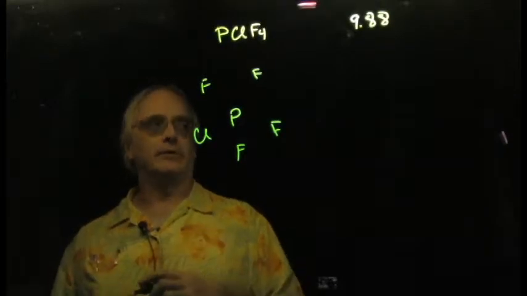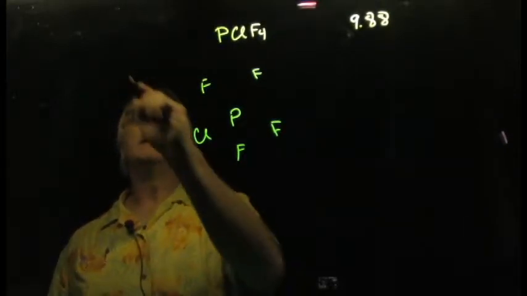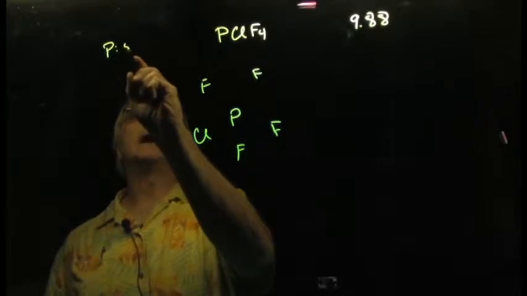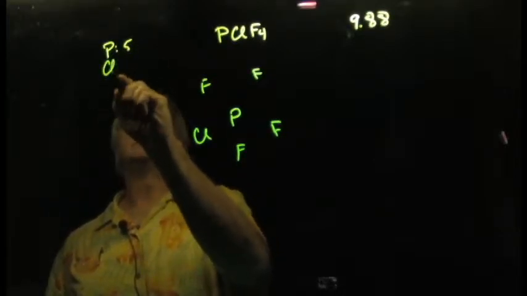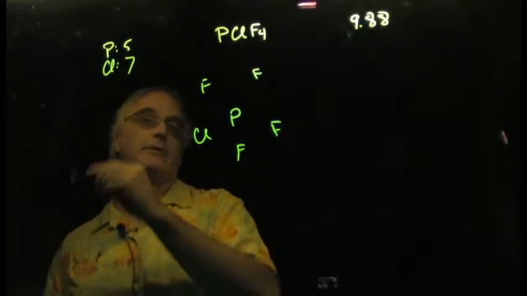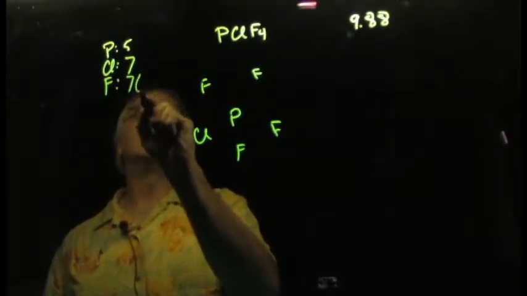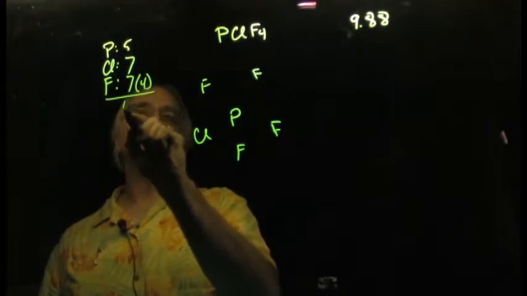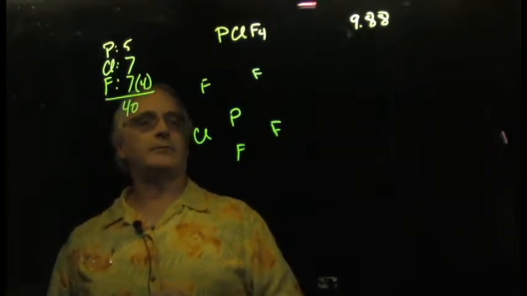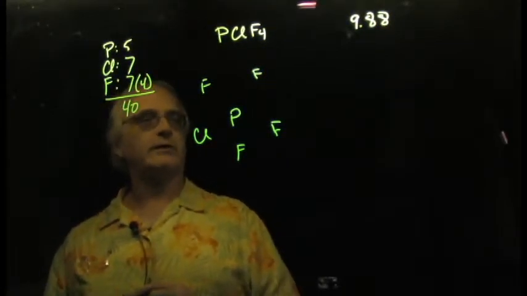We count up the total number of valence electrons in this thing. We have a phosphorus, column 5 of the periodic table. Chlorine sits in column 7 of the periodic table. Fluorine sits in column 7 of the periodic table. There are 4 of these. We have 40 electrons to put into this thing. So it's going to be a pretty good size structure.